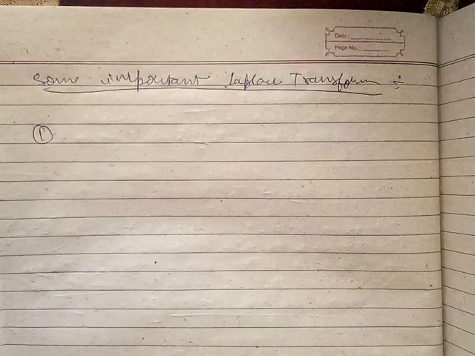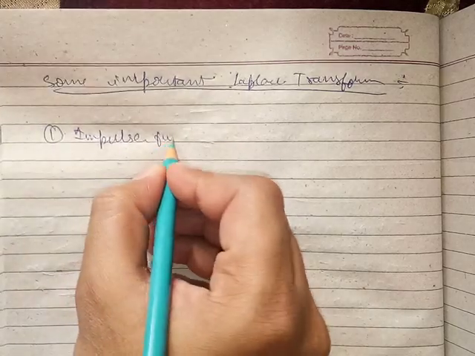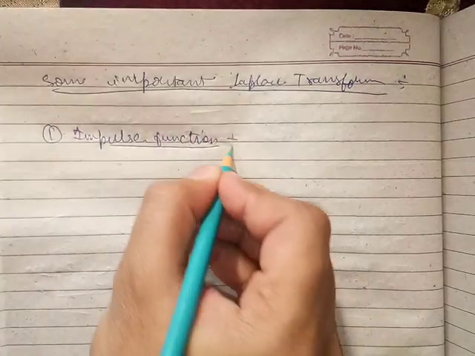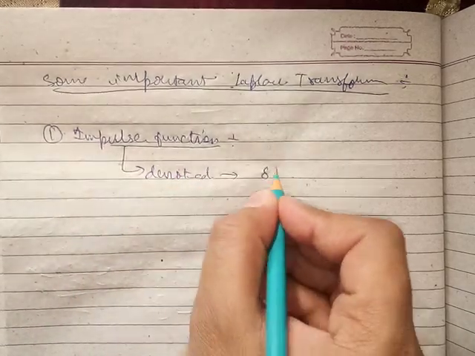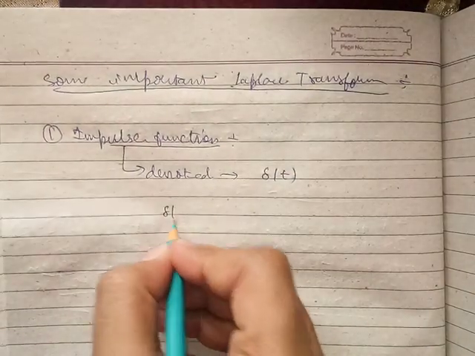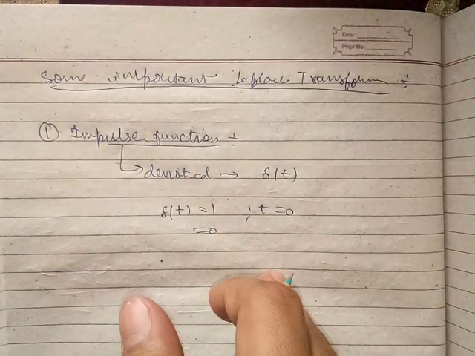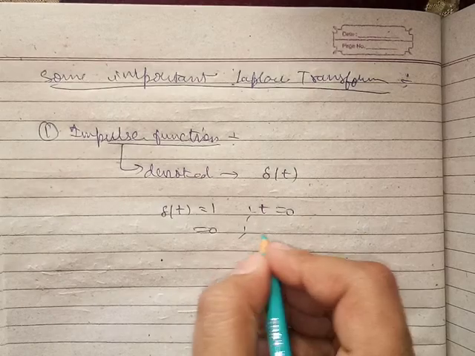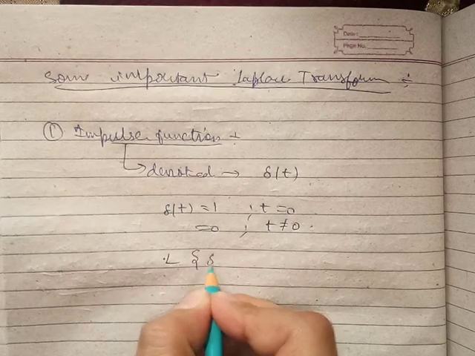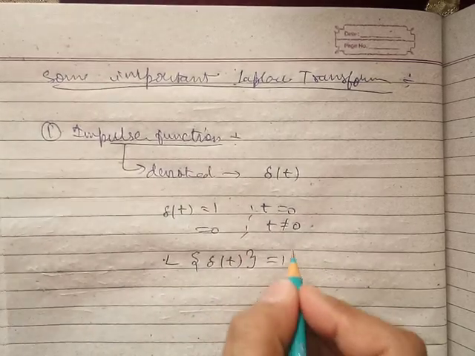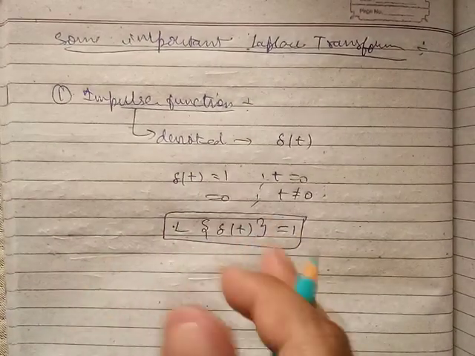First one comes with impulse. Impulse function is denoted, we all know, like this: del of t. Del of t is equal to 1 at time equal to 0. I told you in the previous lecture as well, equal to 0 when t is not equal to 0, right? Now Laplace of impulse function is equal to 1. You should remember this, which I'm covering in a box.